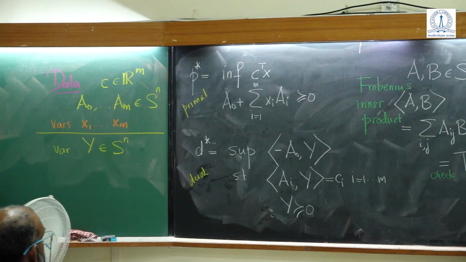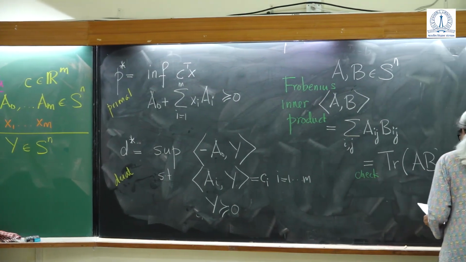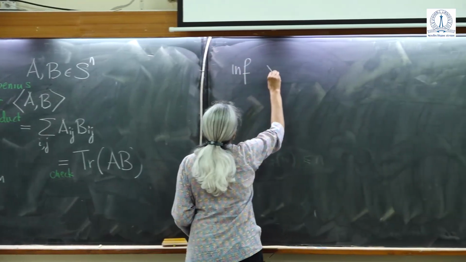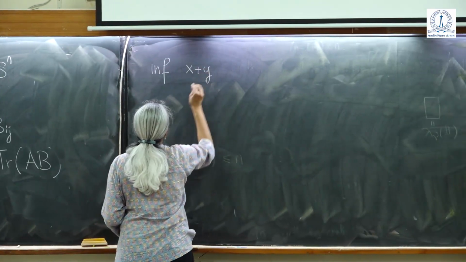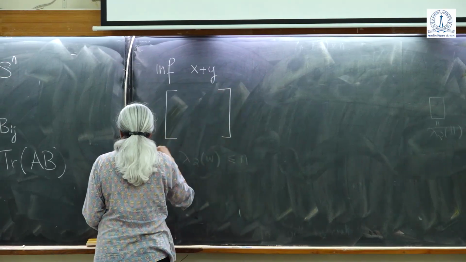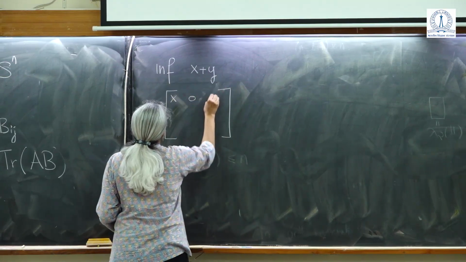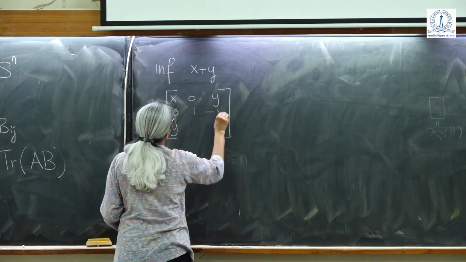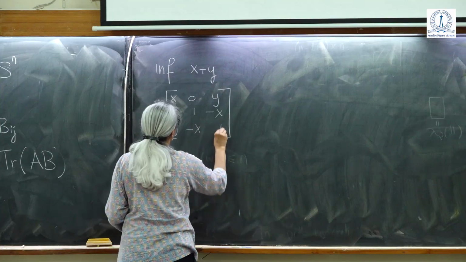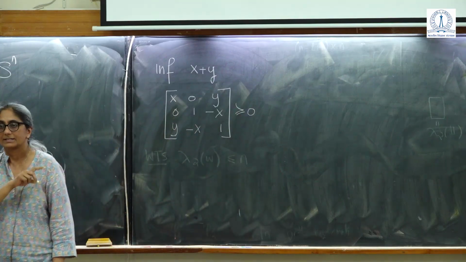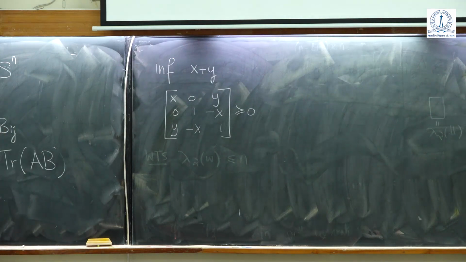Before we do that, let's put back the example that we had. The example was infimum of x plus y, subject to this matrix being PSD. This is the example with that bubble. So this was x, 0, y, 0, y, and then 1 minus x, 1 PSD. Suppose this is the primal problem. Can we write the dual? Let's write the dual for this problem.